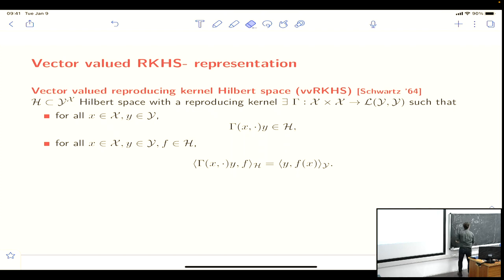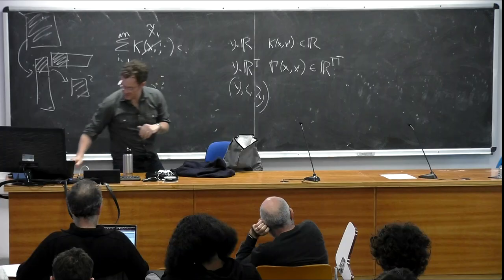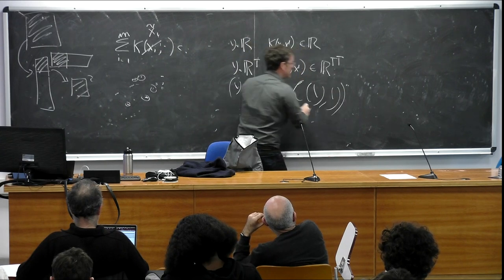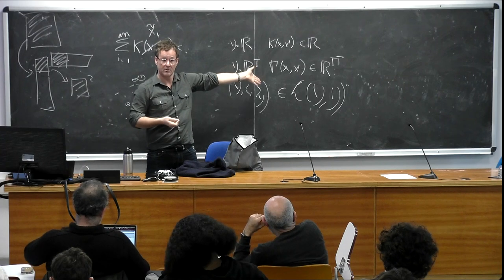So this means that when you write k(x, x'), this is not a number. Let's make an example. When Y is equal to R^T, I call it gamma to avoid confusion, this is a T by T matrix. Every entry is a T by T matrix. If Y is a Hilbert space, then this is a linear operator, which is what this notation stands for.